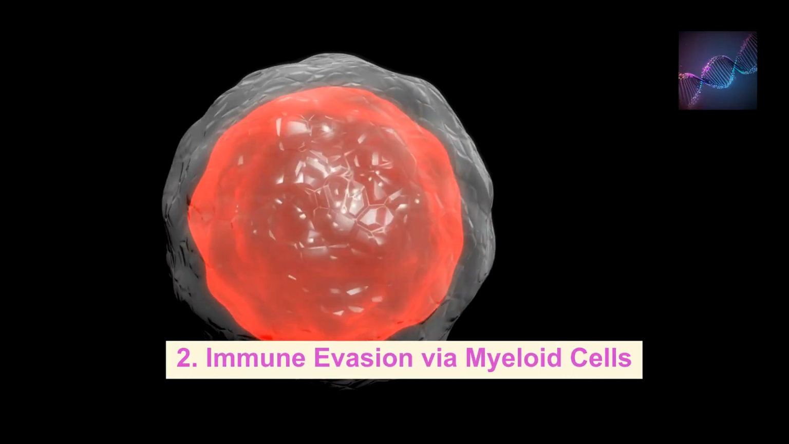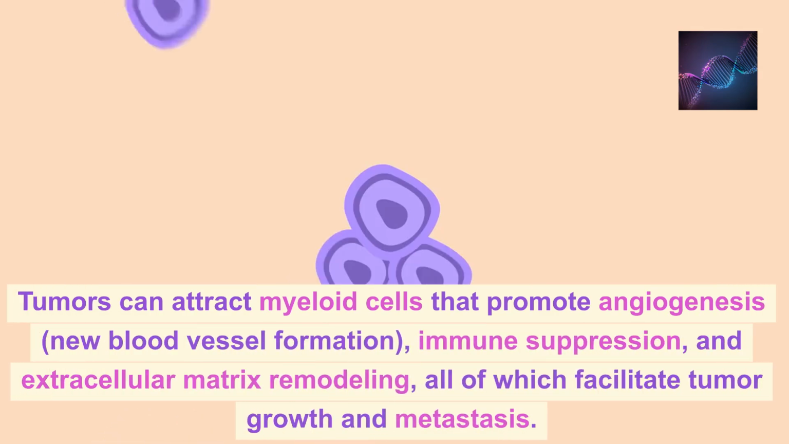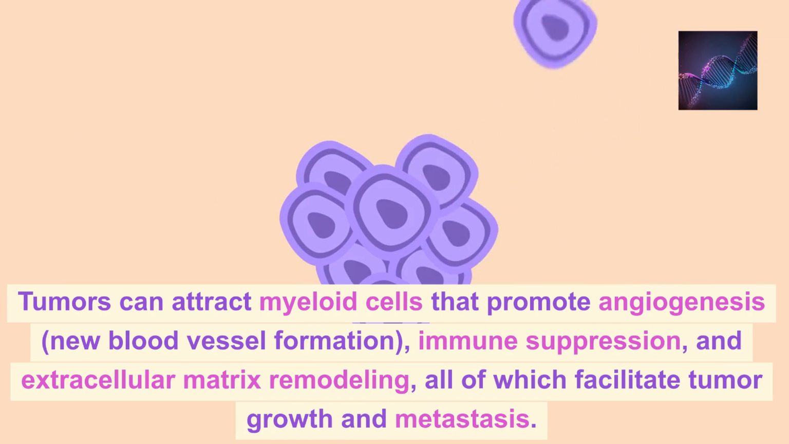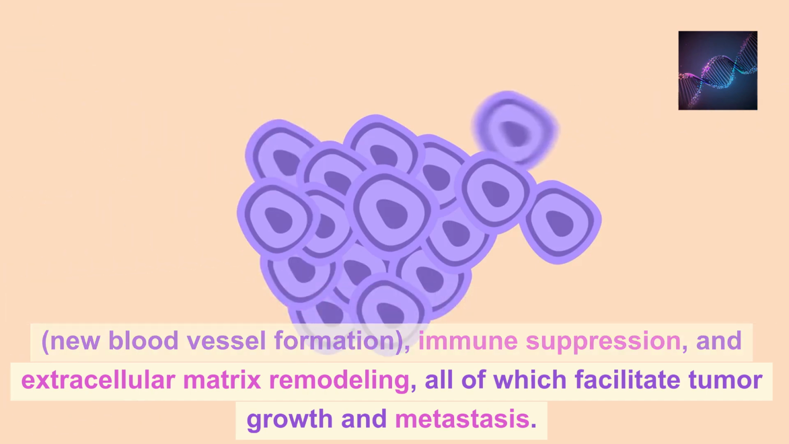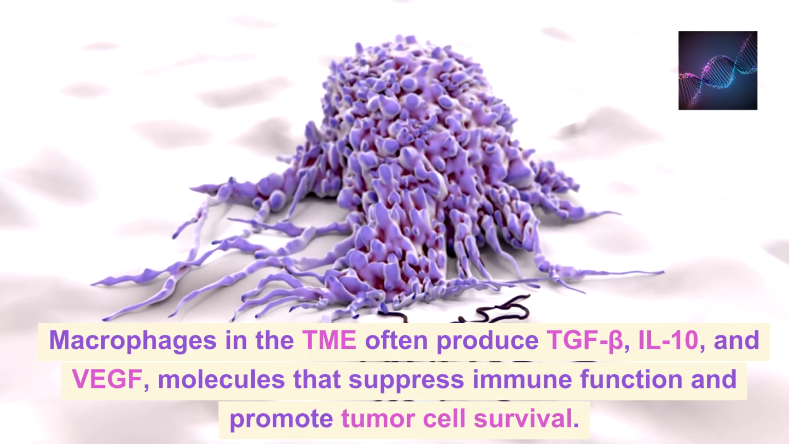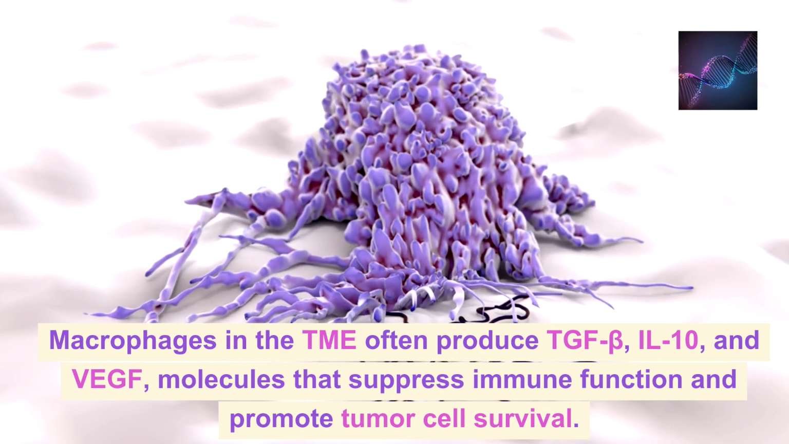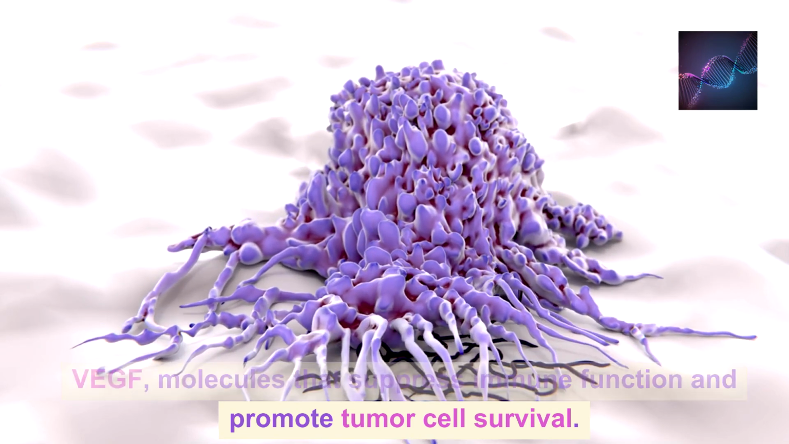2. Immune evasion via myeloid cells. Tumors can attract myeloid cells that promote angiogenesis, new blood vessel formation, immune suppression, and extracellular matrix remodeling, all of which facilitate tumor growth and metastasis. Macrophages in the TME often produce TGF-beta, IL-10, and VEGF, molecules that suppress immune function and promote tumor cell survival.